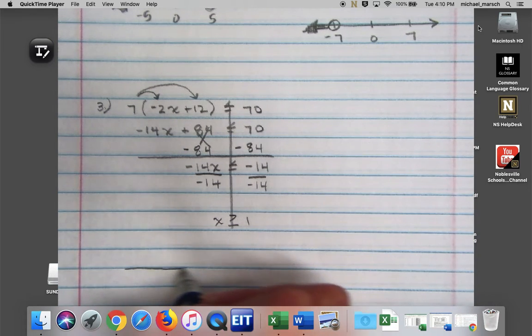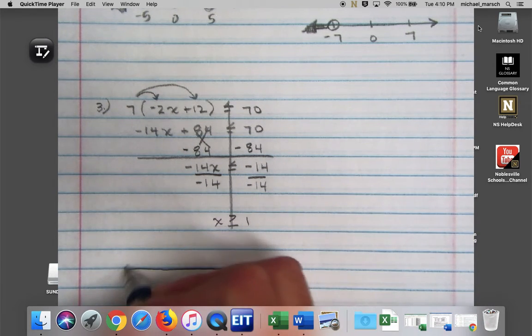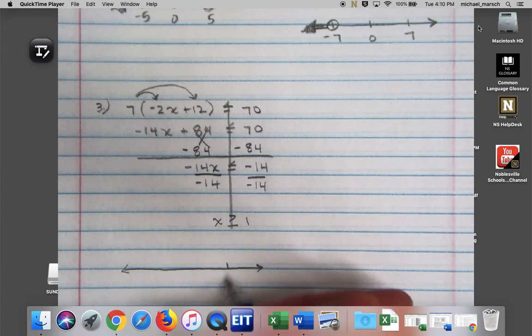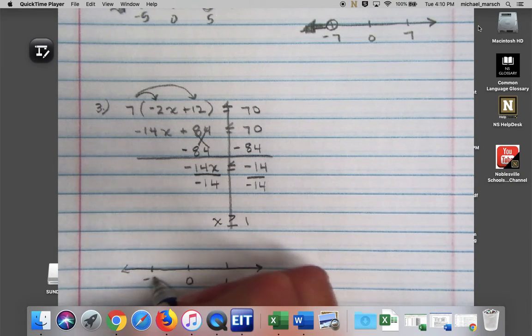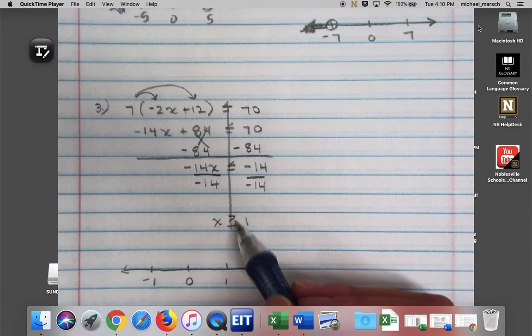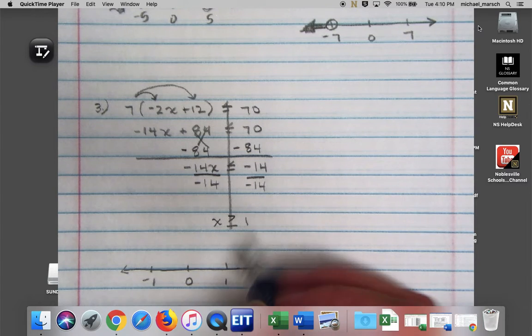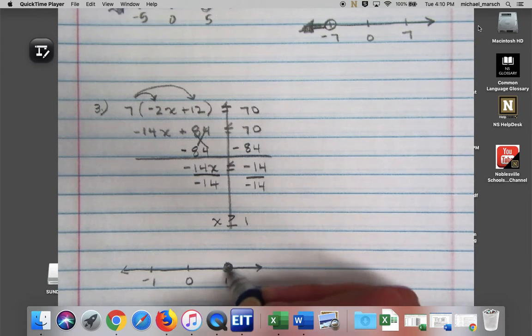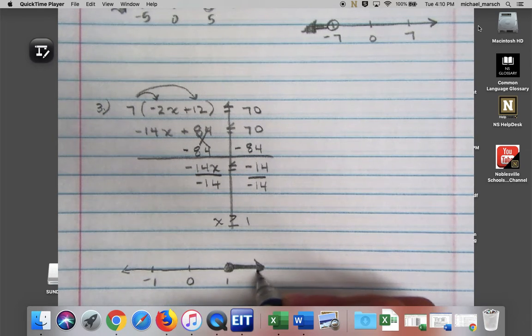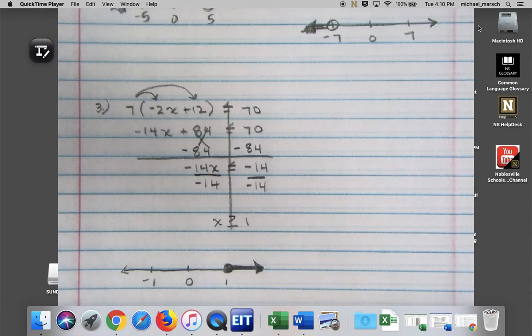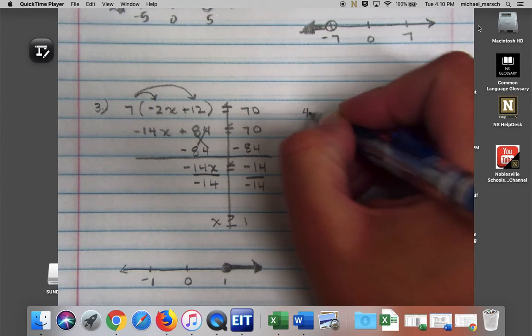So now I'm going to graph this, and this one's going to be a little bit different. Here's my number, 0, and its opposite. This is greater than or equal to, so because it can equal the 1, I'm going to fill in the point. And then all of the values that are greater are going to the right. So that's how I would graph that inequality. All right, let's do another one.